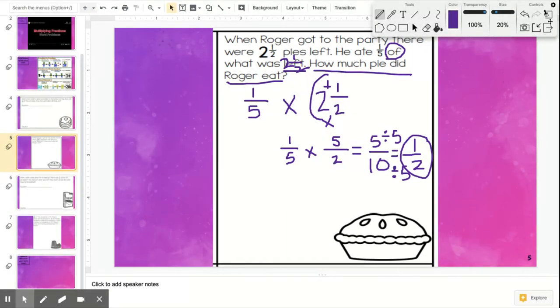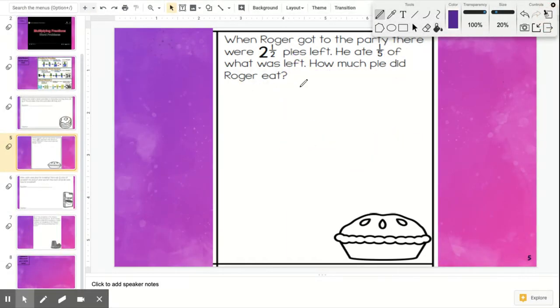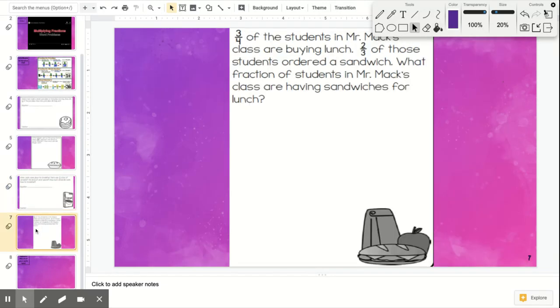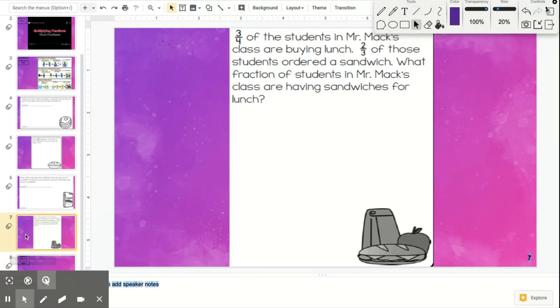Okay? So now what we're going to do is, on the next 2 slides, are 2 more practice problems. So here's the first one I want you to try on your own. I want you to read it to yourself, try to solve it, and then go to the next question, which is right here. Try to solve this, and then when you're ready to check your answers, press play again, and you will hear me go over these 2 questions. Okay?